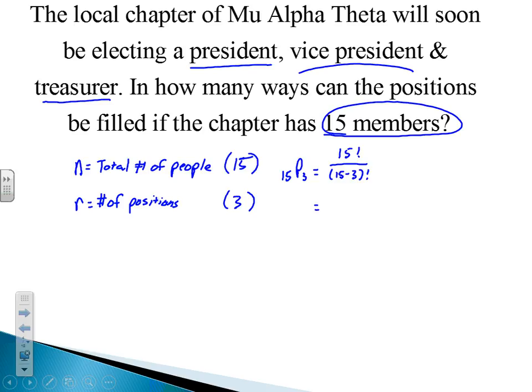And we'll just run through the math here real quick. So 15 factorial in the numerator over 12 factorial in the denominator gives me 15, 14, 13, 12 factorial. Once I get to 12 factorial, because I have one of those in the denominator, those simplify. So on your calculators, you'll say 15 times 14 times 13, which gives you 2,730 different permutations.